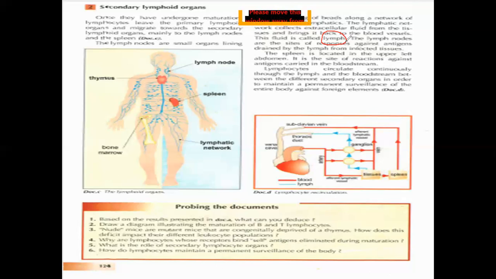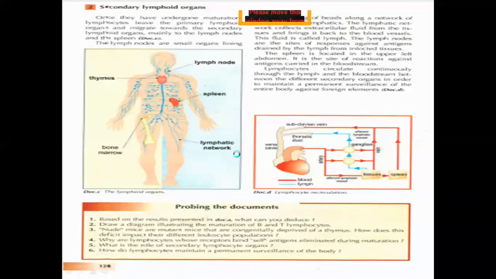So the lymphocytes circulate continuously through the lymph and the bloodstream between the different secondary organs in order to maintain permanent surveillance of the body against foreign elements. So this is the process that happens at the level of the spleen and at the level of the lymph nodes. Here, based on the results presented in document A, what can you deduce?